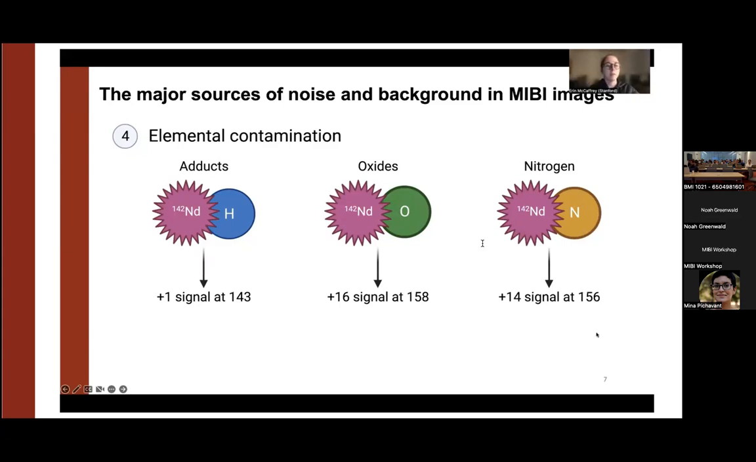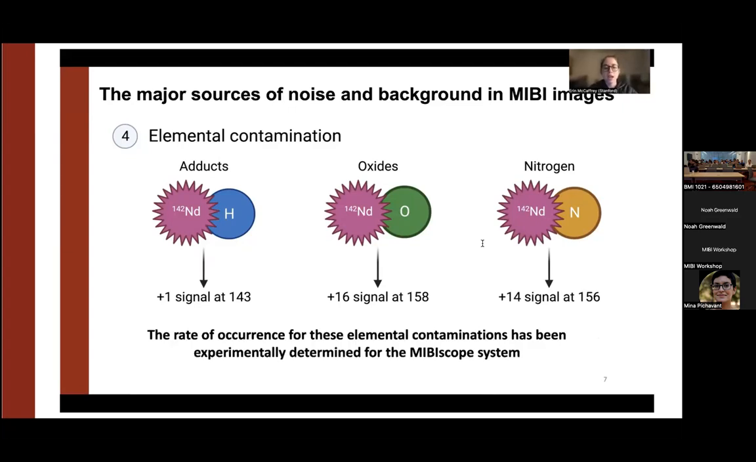Now, the nice thing about elemental contamination is that the rate of occurrence for all of these contaminating events has been experimentally determined for the MIBIscope system, which means that we know the exact proportion at which they're happening for each mass channel.